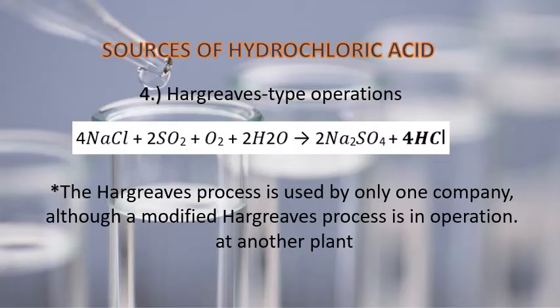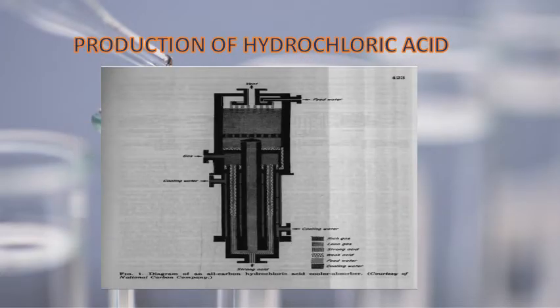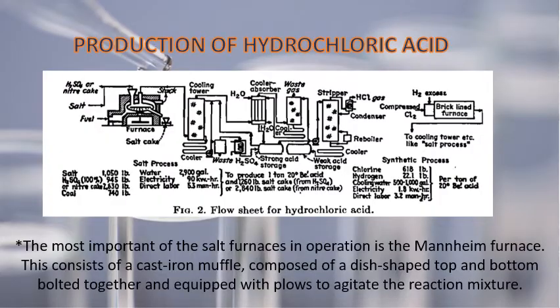Number 4 is the Hargreaves type operations. Here is the sample production of hydrochloric acid. In the flow sheet for hydrochloric acid, the most important of the salt furnaces in operation is the Mannheim furnace. This consists of a cast iron muffle composed of a dish-shaped top and bottom bolted together and equipped with blades to agitate the reaction mixture.